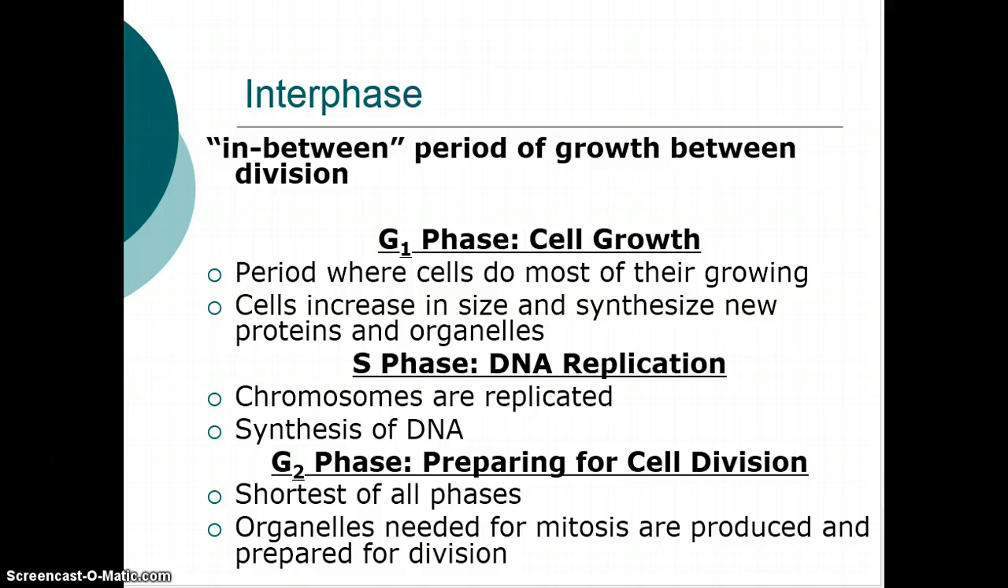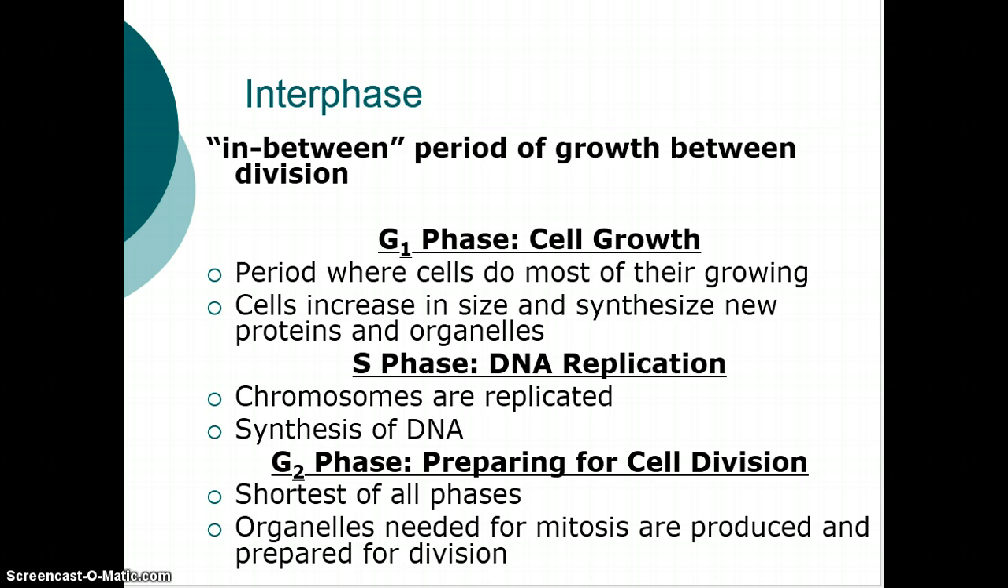So during the G1 phase, cells do most of their growing. They will increase slightly in size and make new proteins and organelles. The G stands for gap. Gap 1 is what this is actually called, where we have a lot of cell activity and growth going on during these phases. So in G1, they do most of their growing, they increase slightly in size, and they make new proteins and new organelles.